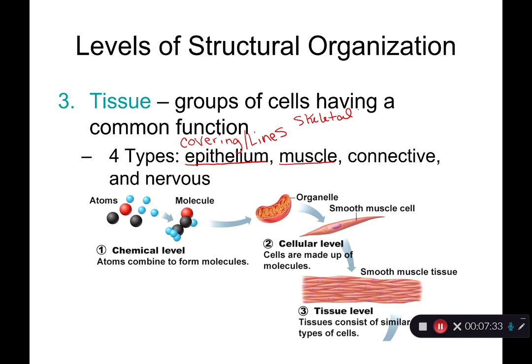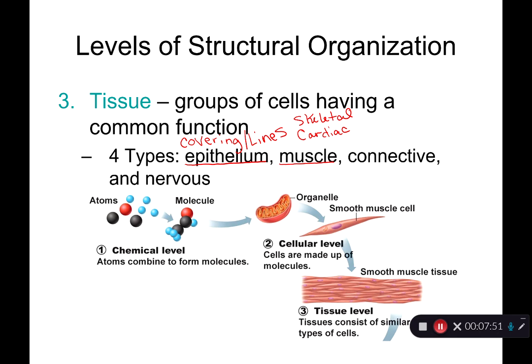We also have our heart is a muscle, right? It's contracting, it's moving blood. We call that cardiac muscle. And then lastly, we have smooth muscle. Smooth muscle is the muscle that we find in all the hollow organs in our body.